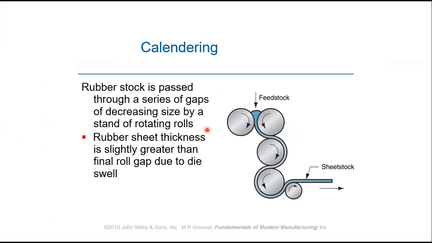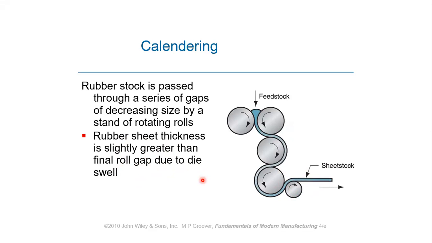So this is how the calendering occurs, through a series of gaps of decreasing size between a set of rotating rolls. That's how you manufacture rubber sheets. You can use the calendering method to manufacture the sheet, and you have to consider the swelling of the rubber when it comes out to the final shape. So the rubber sheet thickness is slightly greater than the final roll gap due to the die swell. That means once it comes out, the final thickness will be larger than the gap between these two rollers. That's how we need to design what the output size of the rubber would be.